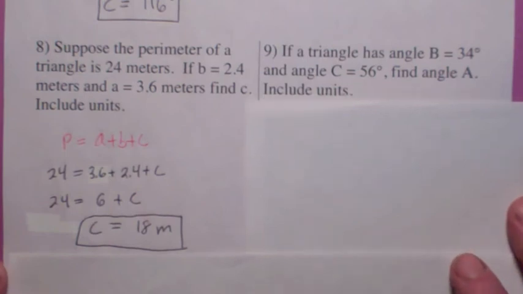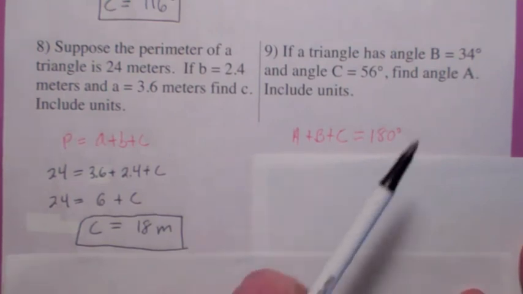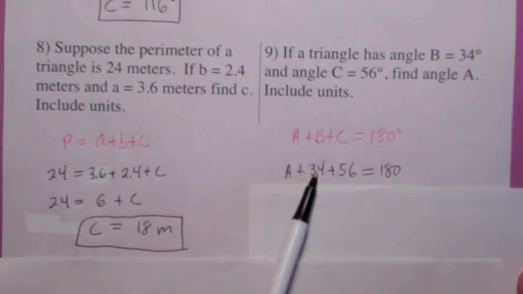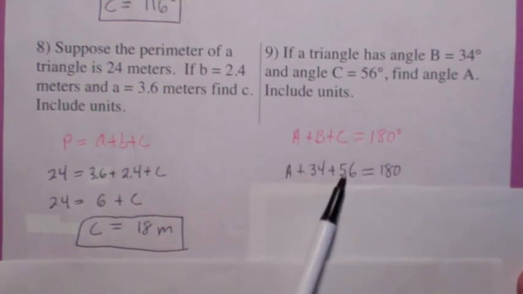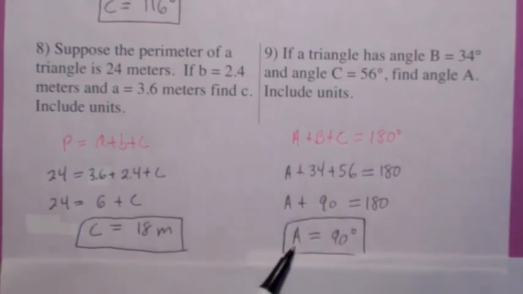Now for the other one, they're giving you the angle. This has to do with the angles of a triangle, right? So we're going to use this formula. The sum of the angles is 180. They're giving us angle B, they're giving us angle C, they want us to find angle A. So just plug in 34 for B, 56 for C, and I would probably combine those 2, and then subtract 90 from both sides, so angle A would be 90 degrees. Make sure you put units on there.